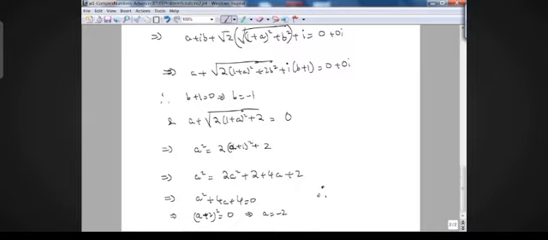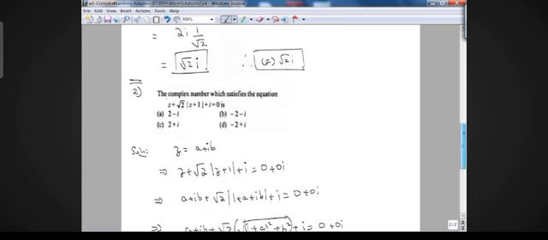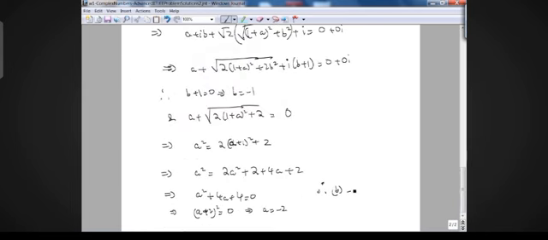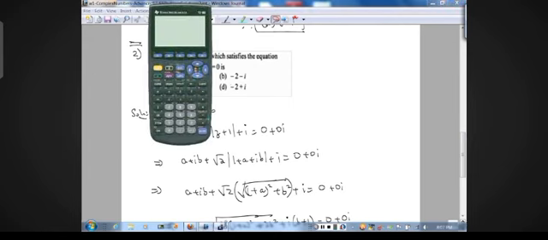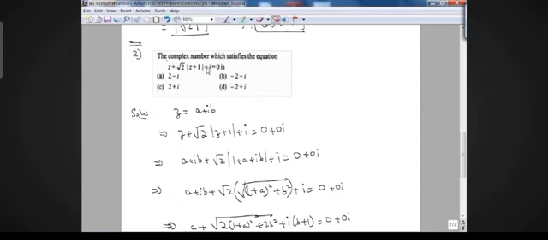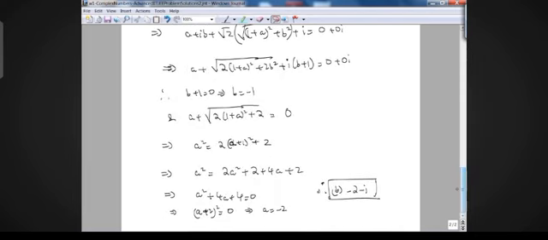Therefore, the answer is, I believe, B. Negative 2 minus i is your z. And if you want, you can, on a calculator, I'm not going to do this, but you should, plug in negative 2 minus i into this equation and ask it to simplify it and see if it's equal to 0. Pretty sure it will be. But there is your second problem.